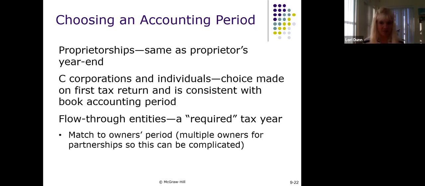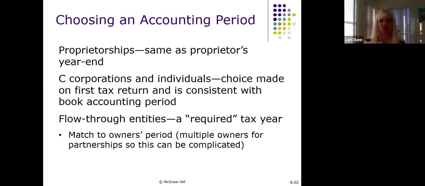The other type of entity for taxes, remember, are partnerships and S corporations. And it gets a little bit more complicated when it comes to those types of entities, because now you have more than one owner and the income is flowing through to their tax return. Sole proprietor is pretty straightforward. One owner, just make them the same thing.